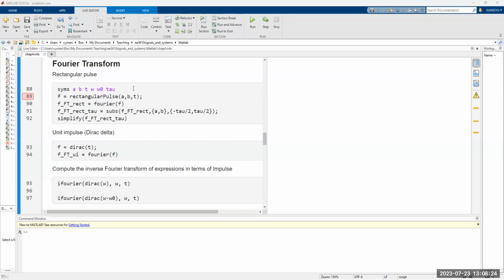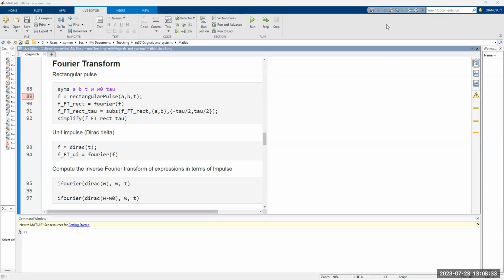Let me show you how to use MATLAB to calculate the Fourier transform of the useful functions. First, let's look at the rectangular pulse function. In MATLAB, there is a more general definition for the rectangular pulse. You can define the rectangular pulse function in this way: rectangularPulse(A, B, T), which means between A and B, the function value is 1.